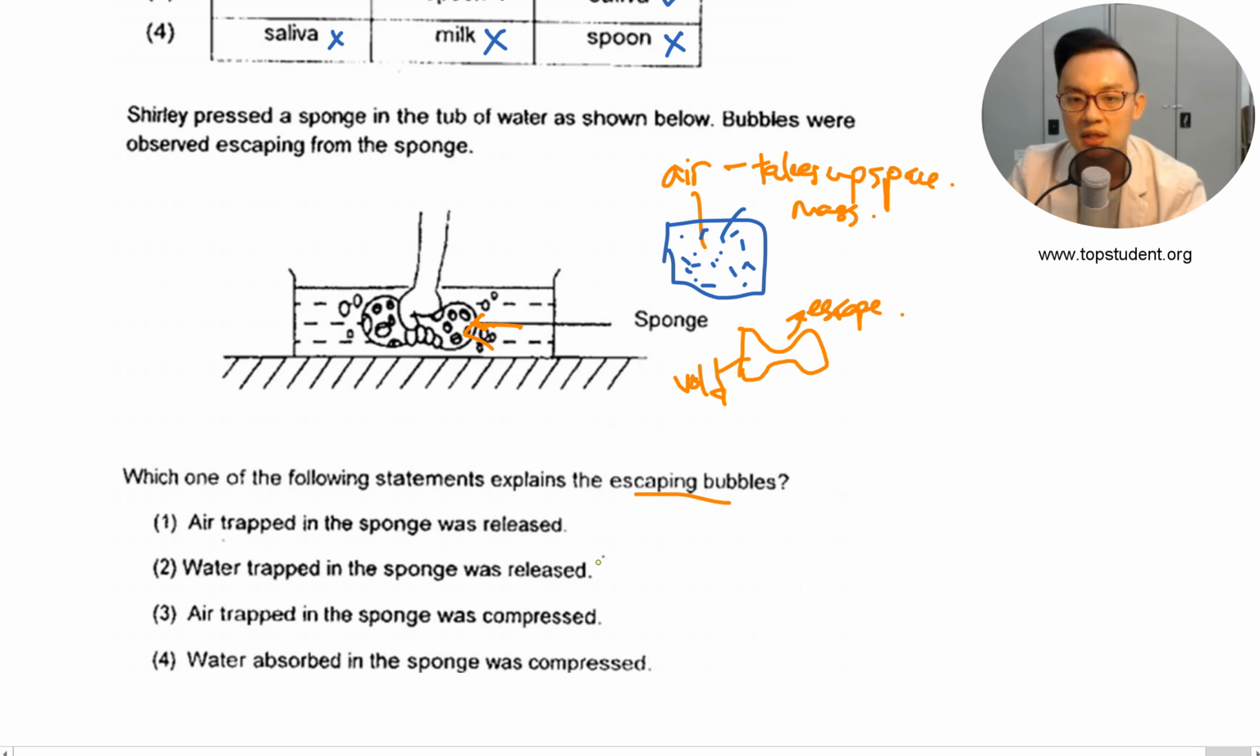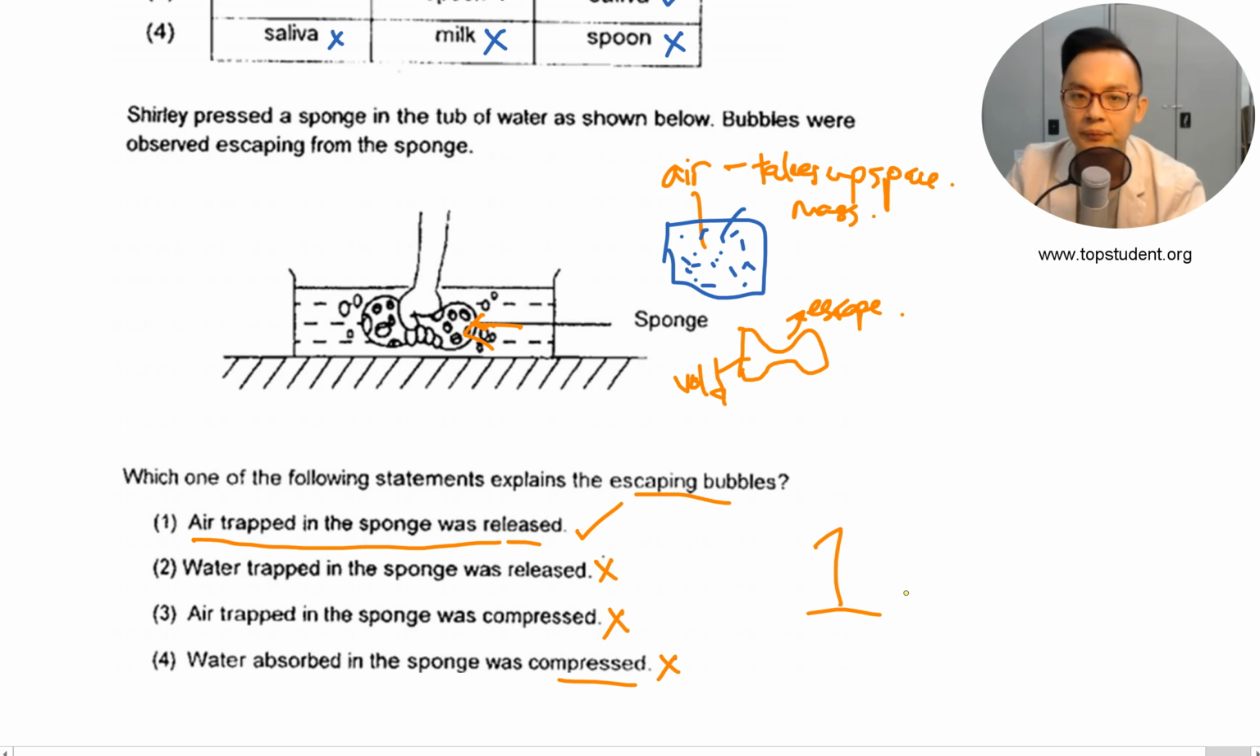Water trapped in the sponge was released. This doesn't explain air bubbles, because water will not produce air bubbles. Air trapped in the sponge was compressed. No, it's not compressed. Like I said, you compress the sponge, the air will escape, or release. Water absorbed in the sponge was compressed. No, you cannot compress water, first of all. This is not true because water has a definite volume, so you cannot compress water. So it's air trapped in the sponge was released. Okay, so this is the answer. I prefer the word escape, but they write release, that's fine.